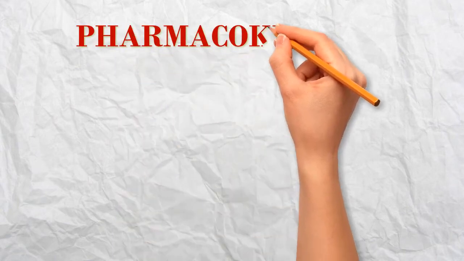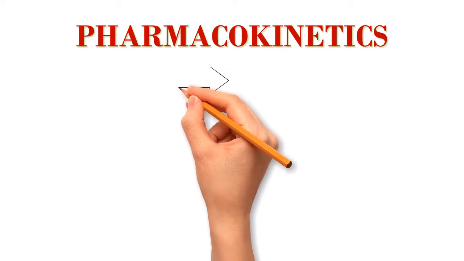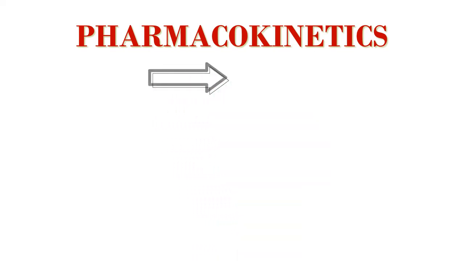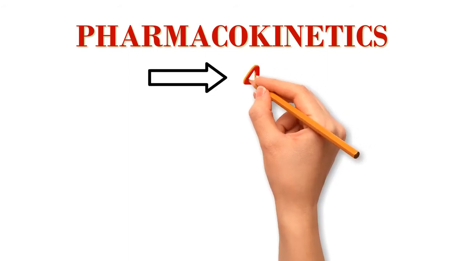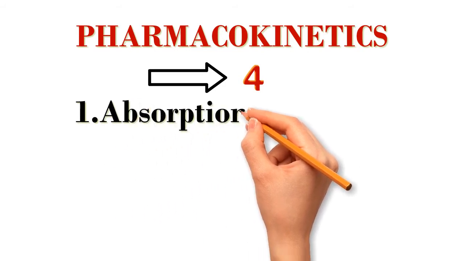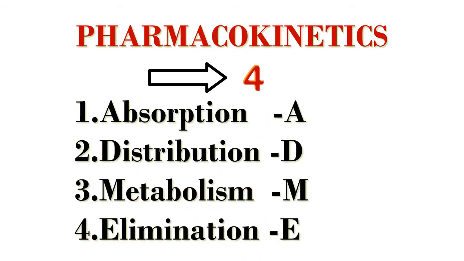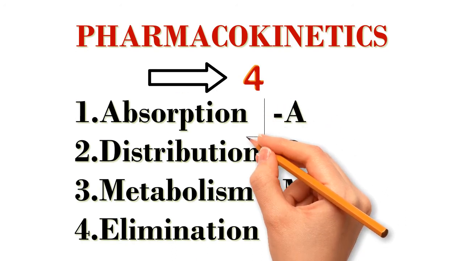There are two main divisions of pharmacology. They are pharmacokinetics and pharmacodynamics. In pharmacokinetics, we talk about what our body does to a drug. There are four main pharmacokinetic processes. They are absorption, distribution, metabolism, and elimination. You can remember these four by ADME.